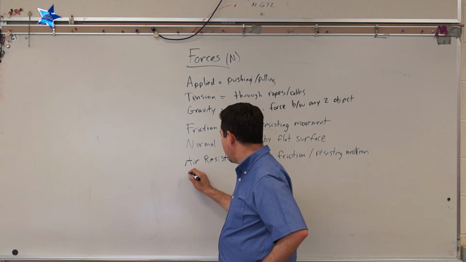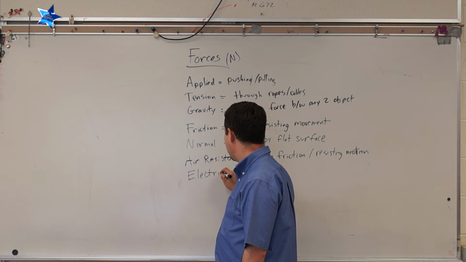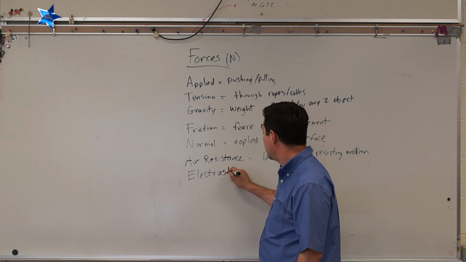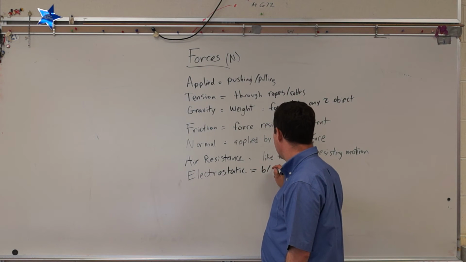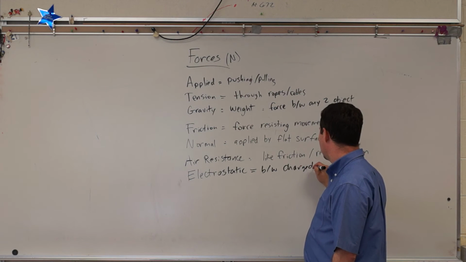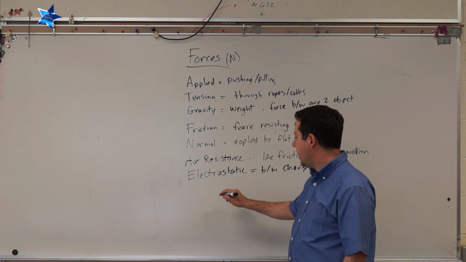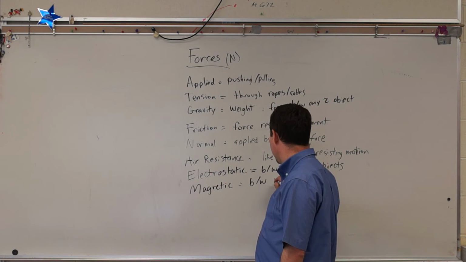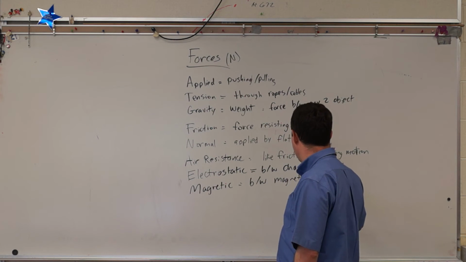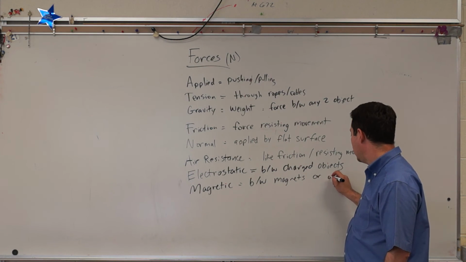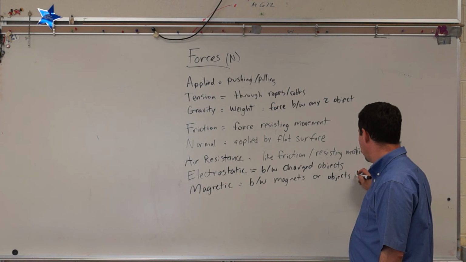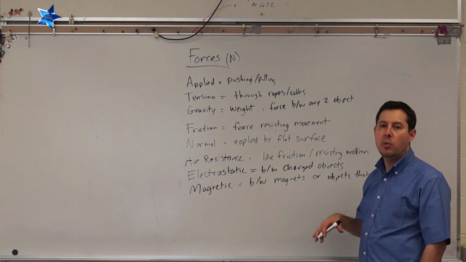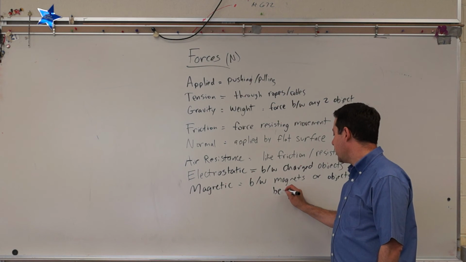There are electrostatic forces. Electric forces, or we can say electrostatic, either way will work. And that's between charged objects. You can have magnetic forces, and that's between magnets, or objects that have become magnetized. For example, a magnet on a paperclip. The paperclip is actually magnetized when it's put near the magnet, so that is a magnetic force.